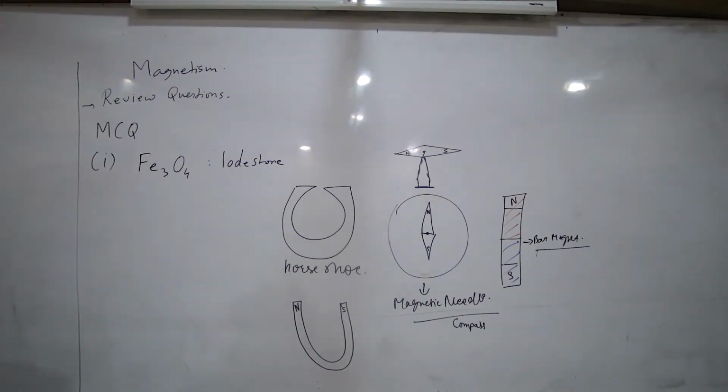Okay, copper, it will not. Cobalt. So a magnet will always attract magnetic substances such as iron, cobalt, nickel. Okay, that is done.